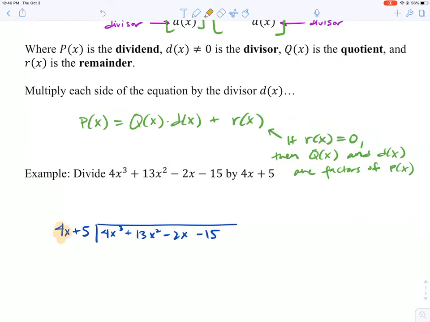So we think, what times 4x would give us 4x cubed? Remember, that's the same thing as 4x cubed divided by 4x. So we get x squared. And then we think about multiplying the quantity 4x plus 5 by x squared. So think distributive property.